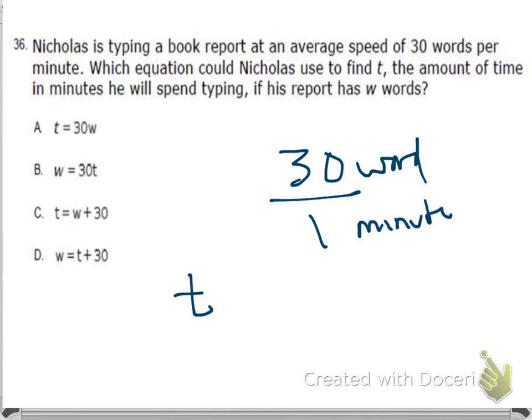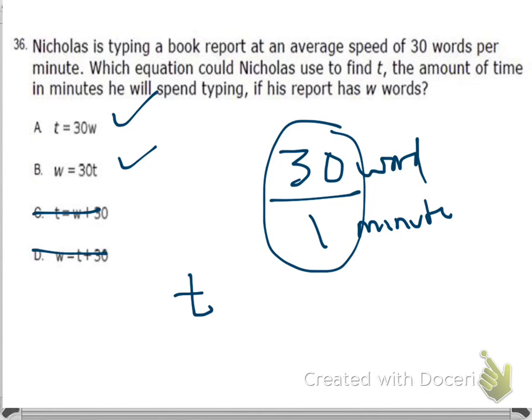is the total amount of time, and W is going to be for the words. So which one of these would do that? Well, unit rates generally do not use addition quite like that. So we're looking for a K that is 30. Both of these have Ks that are 30, but we need the T to be the total and the W to be the words. So which one is that probably going to be? I'm thinking A. Let's try another one.